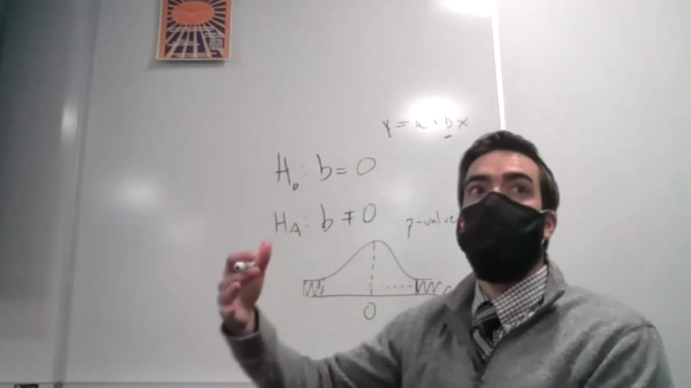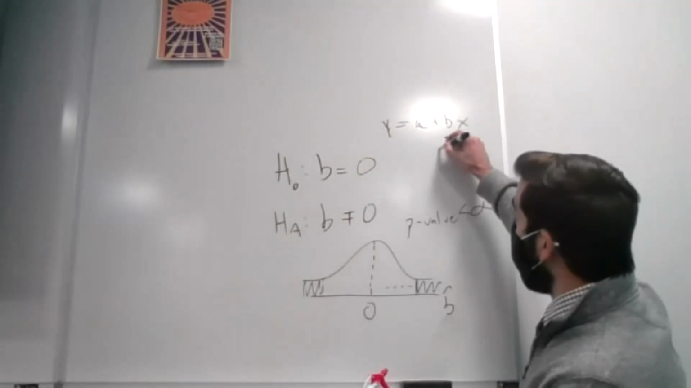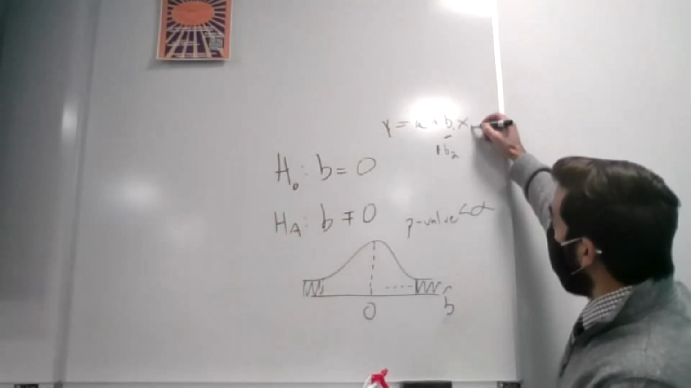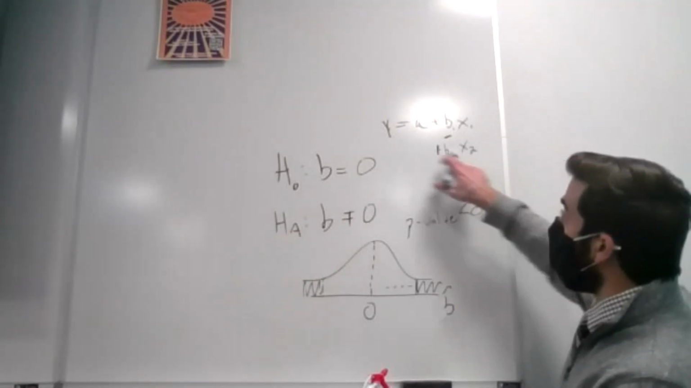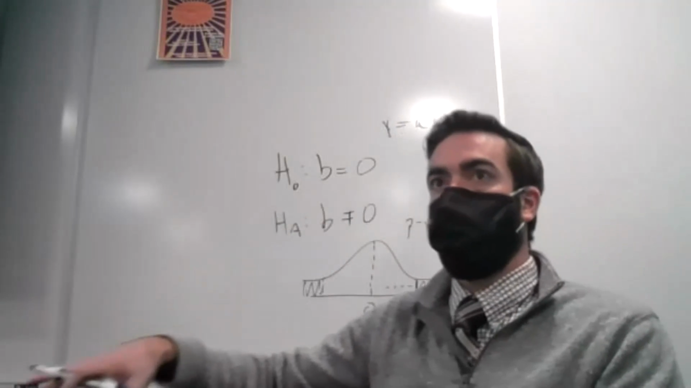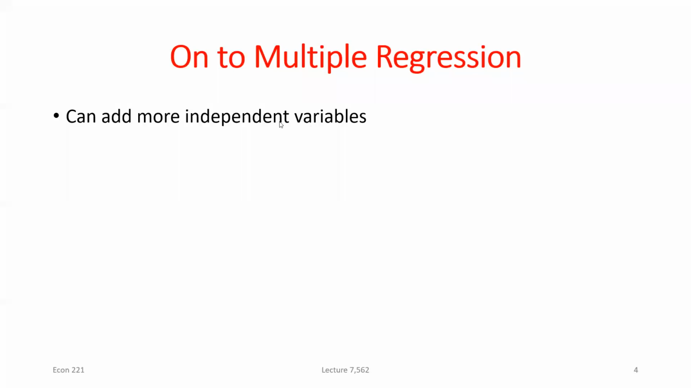We might have a lot of other things that matter as well. So maybe we call this b1 and x1. Maybe there's another variable that we also know impacts income, so we want to include that in the regression. We'll call that multiple regression, where we can add in more independent variables, or more x variables, or more right-hand side variables. It's all the same terminology for those variables on the right.